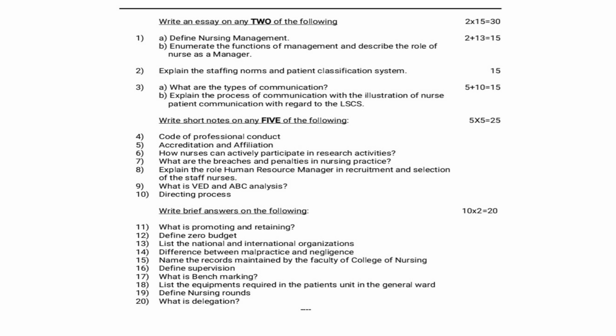Next, moving on to brief answers. Write brief answers on the following. This is for 2 marks. Here they will be giving 10 two-mark questions. You have to answer all the 10. There is no choice in this brief answer section. So 10 into 2 is equal to 20 marks. Let's see what are all the questions they have asked in brief answers.